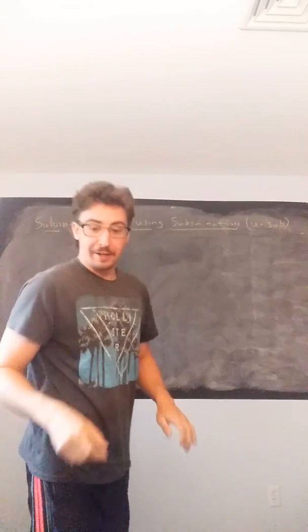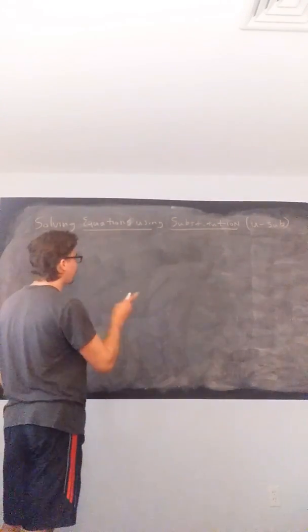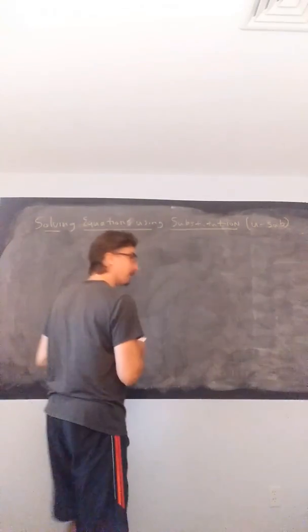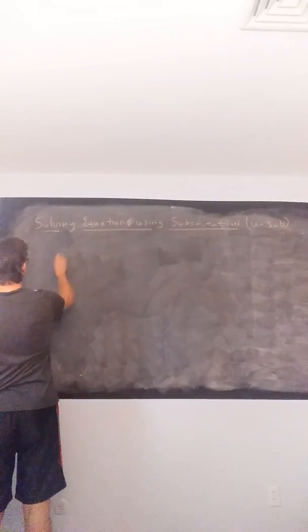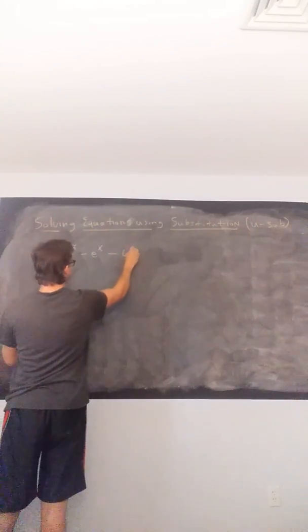So what we're going to look at here is how to solve an interesting class of exponential equations that require something called substitution, or as I call it, a U sub for short. So here's such an example. e to the 2x minus e to the x minus 6 equals 0.